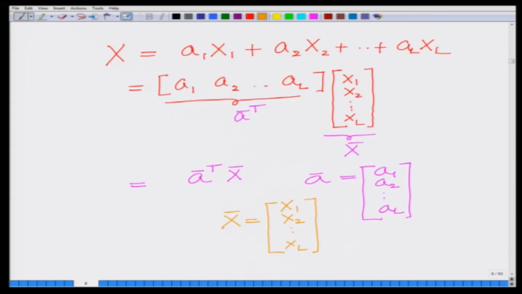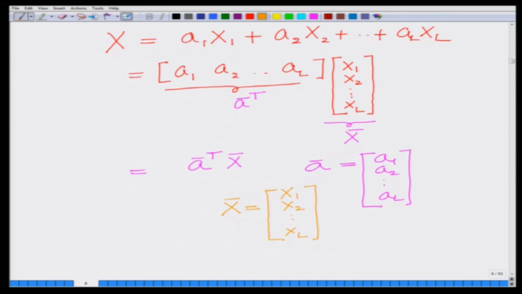This is the new random variable X, which we saw previously is Gaussian in nature. Now, what is the mean of this Gaussian random variable?